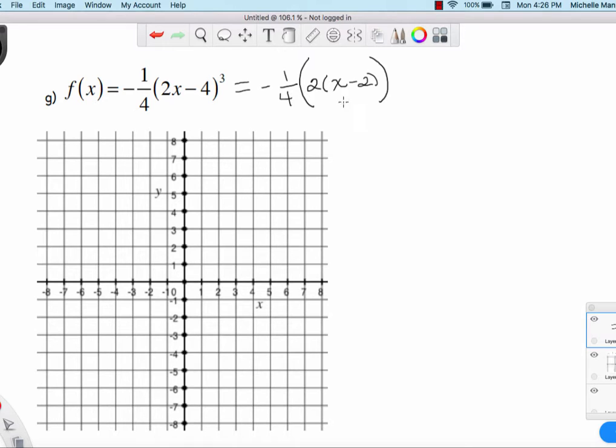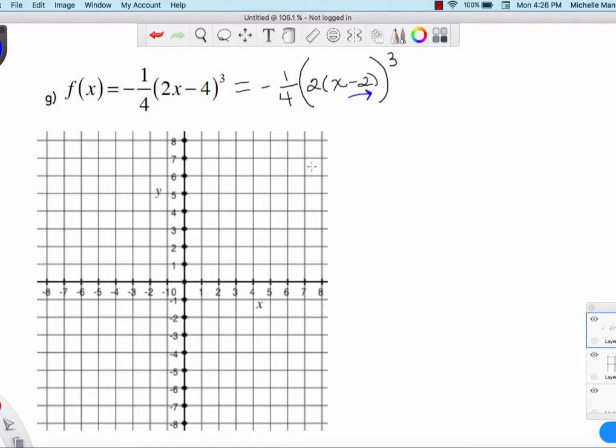And now we are in the correct format on the inside to use transformations. And the easy transformation that I see here is the minus 2 in x minus 2. That number that's being subtracted on the inside is going to cause a left-right shift, and it's opposite of what you think it should be. X minus 2 is actually going to move your graph 2 units to the right.